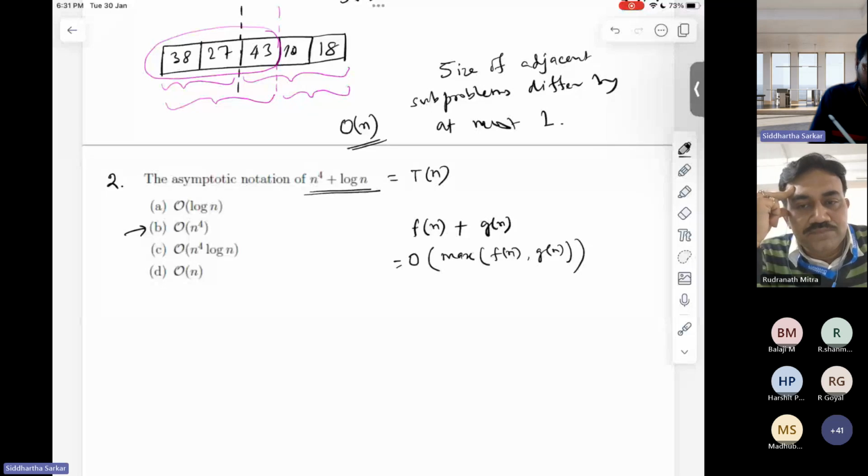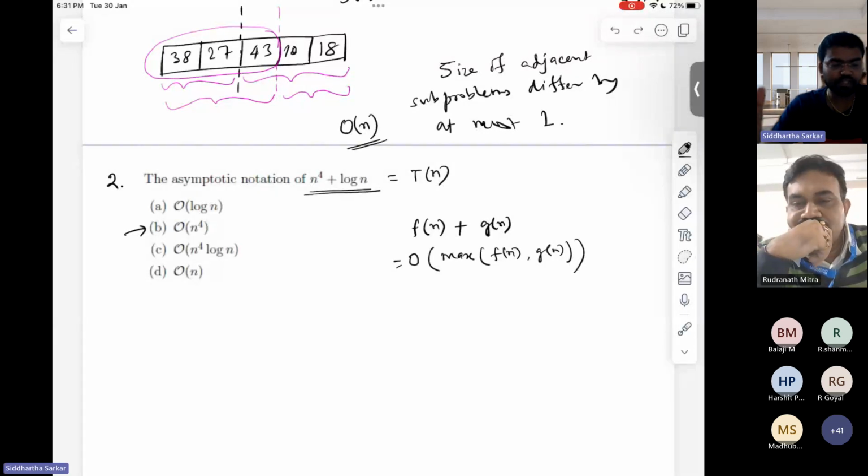It is easy to see that n to the power 4 is a polynomial whose degree is 4, whereas log n is very small. Log n is exponentially smaller than n. So log n cannot dominate n to the power 4. In fact, n to the power 4 is the dominating term. That is the reason order n to the power 4 is one of the correct answers. Is there any other correct option?